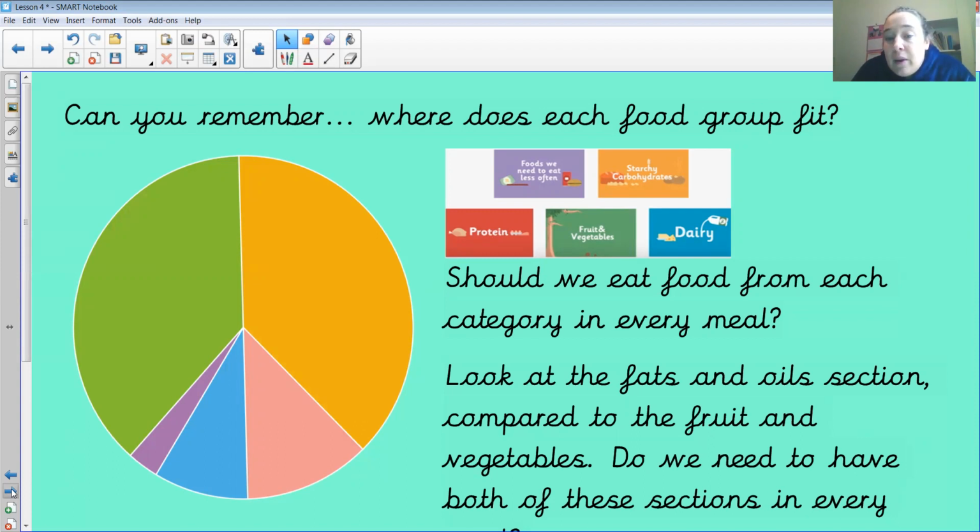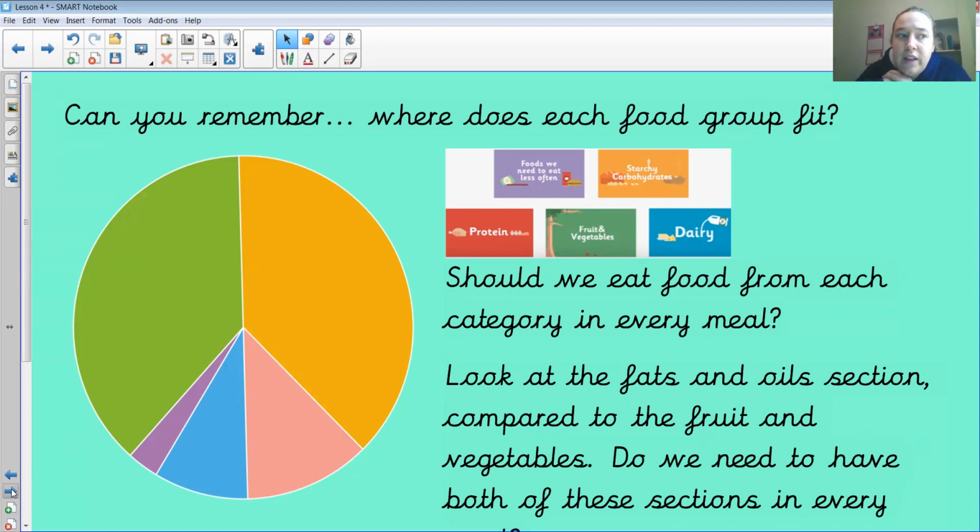Now, I'd like you to be thinking about whether we need to be eating foods from every single group in every single meal. If we look at the different sections on our colourful plate, think about that fruit and vegetable. That's our lovely big green section. And compare that to the oils and the fats. That's our purple section, which is really quite small, isn't it?